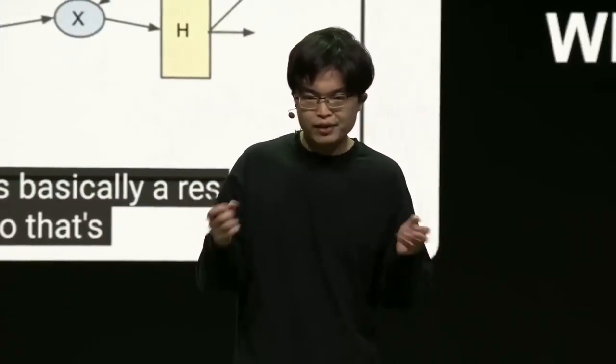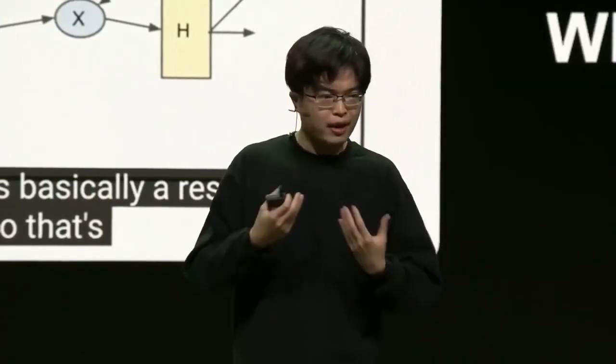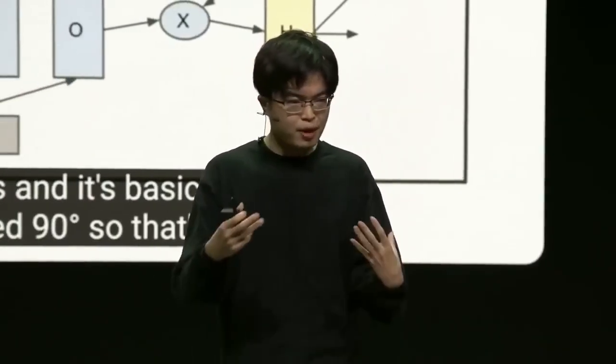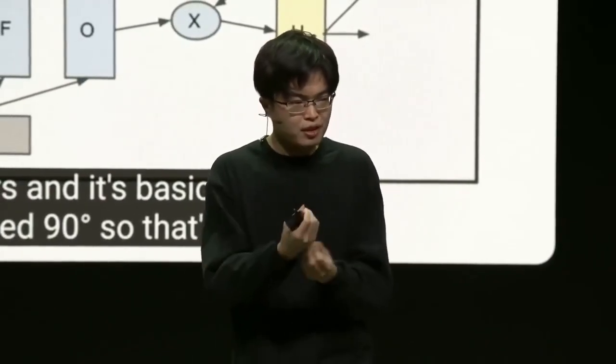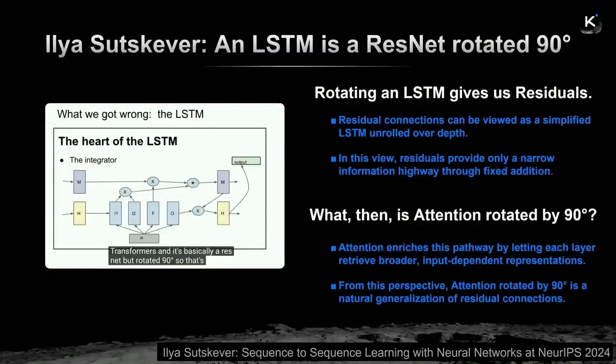So what we're going to do is not just take the last hidden state, but consider all the previous hidden states and use the attention mechanism to assemble and aggregate all of these previous hidden states to compute the current state. So this is exactly attention rotated by 90 degrees. We view it as a natural generalization of residual connections in the LSTM analogy.